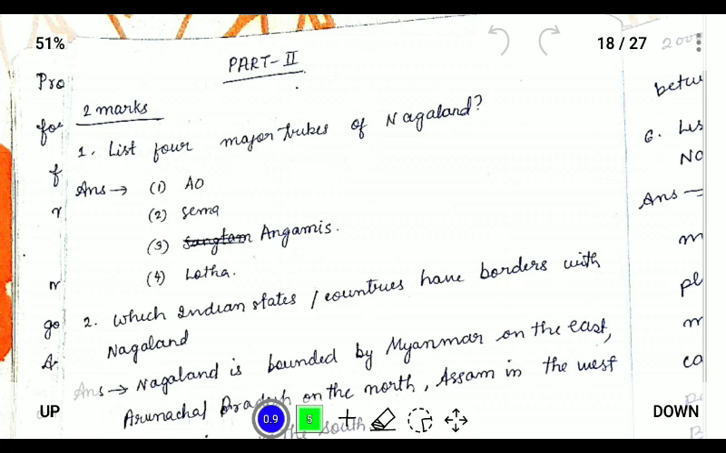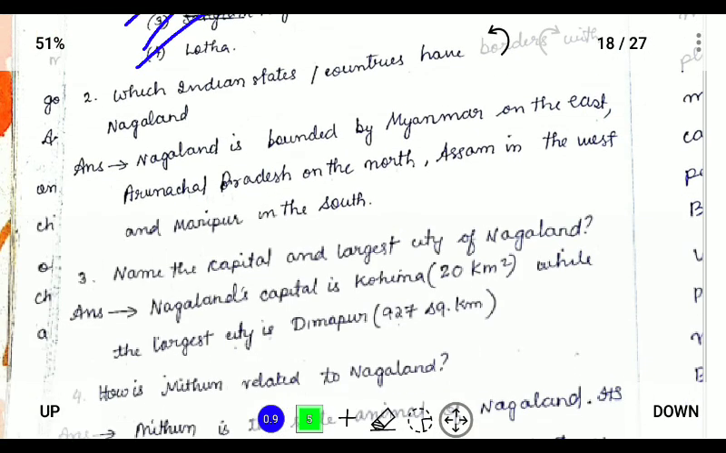Question number 1, list 4 major tribes of Nagaland. It is a very easy question. You can mention any 4 tribes out of the 16 tribes.